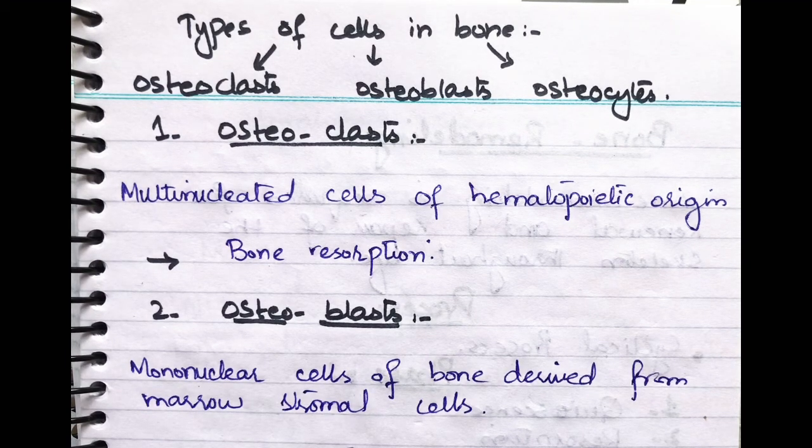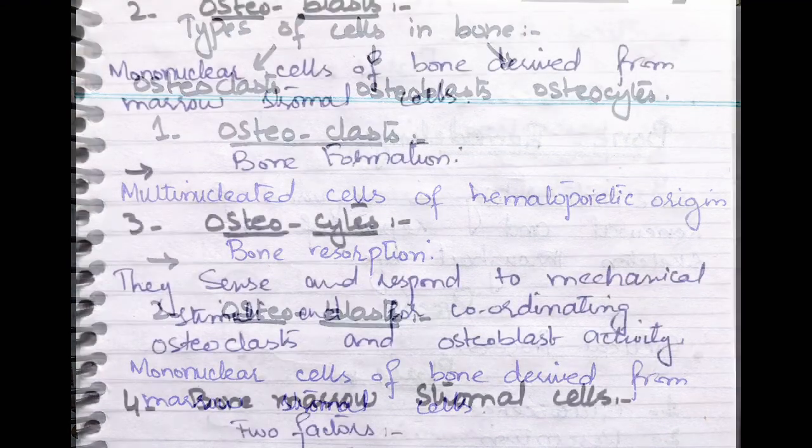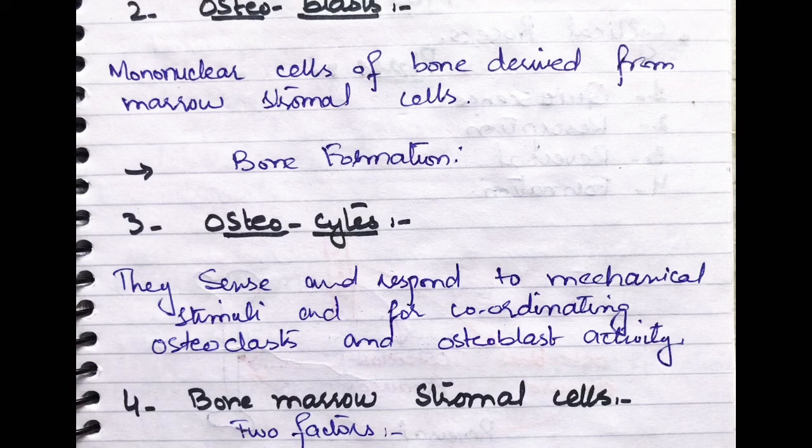Looking at the osteoclast, what are osteoclasts basically? These are multinucleated cells of hematopoietic origin. What is their function? They are involved in bone resorption. Now osteoblasts, what are they? They are mononuclear cells derived from the mesenchymal stromal cells and are involved in bone formation. As I mentioned, osteoblasts are involved in bone formation.